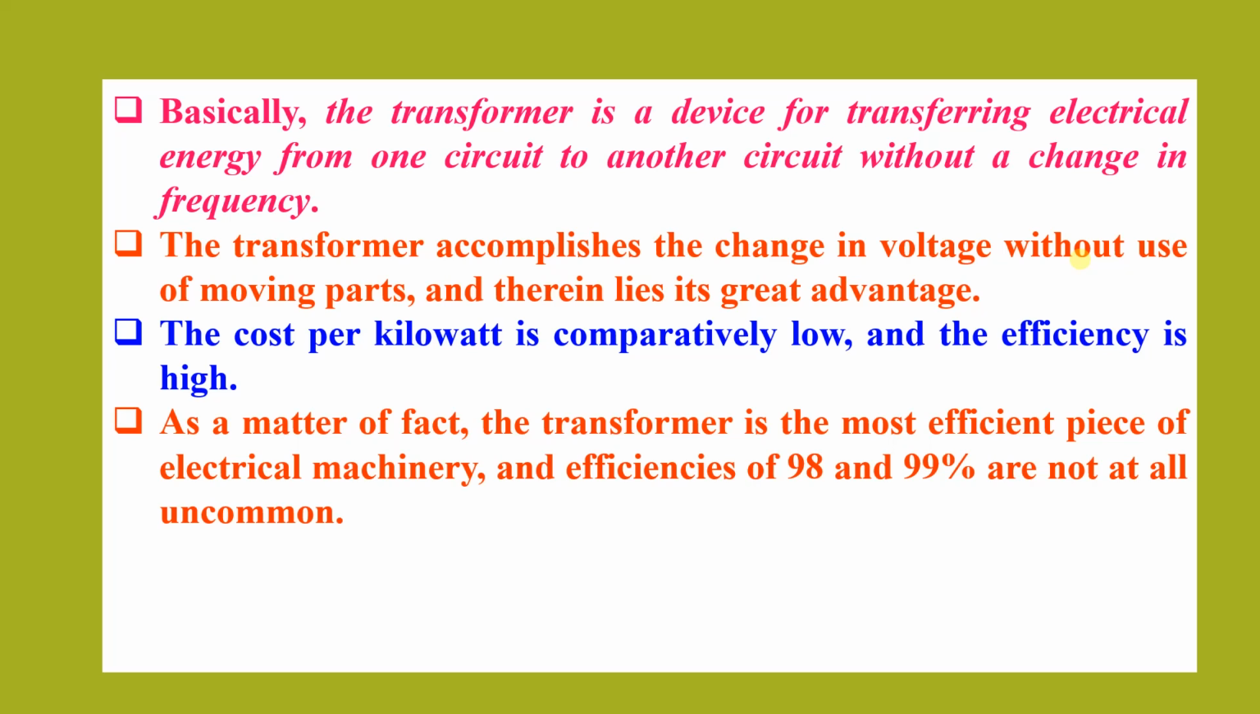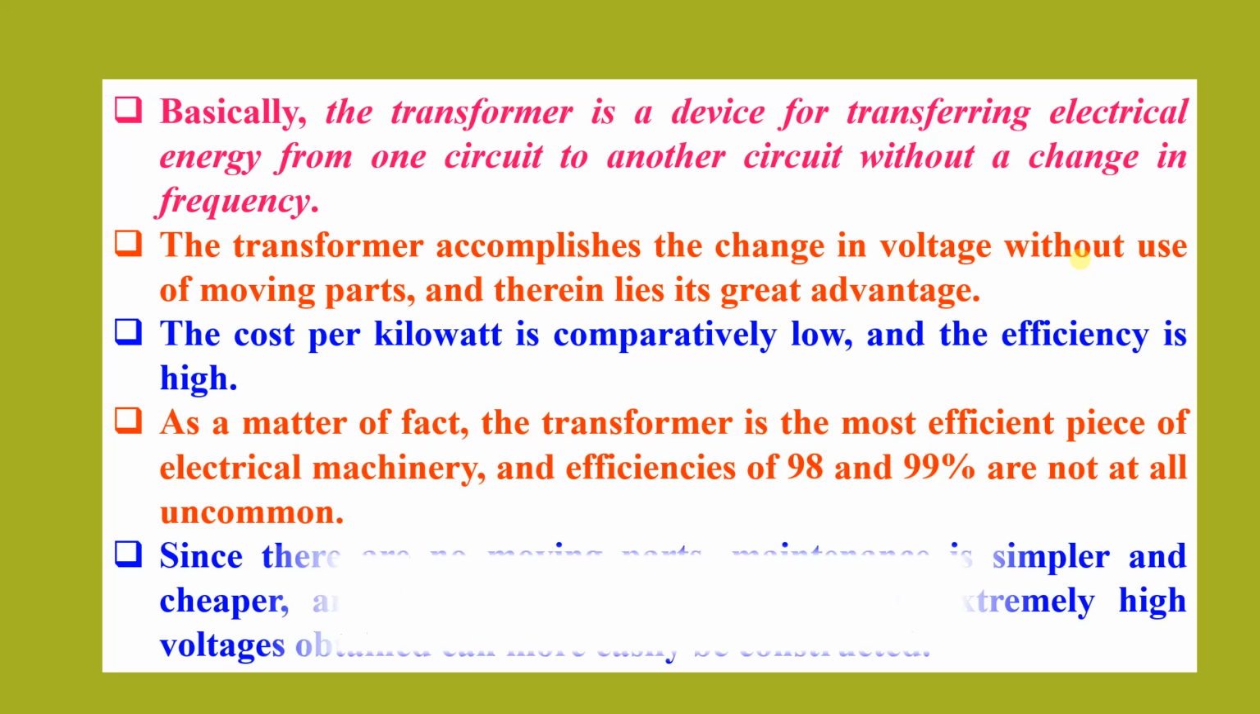As a matter of fact, the transformer is the most efficient piece of electrical machinery, and efficiencies of 98 and 99% are not at all uncommon. It gives a very good efficiency.